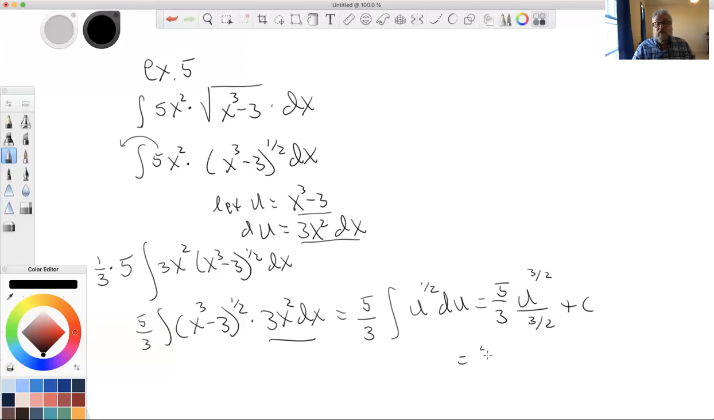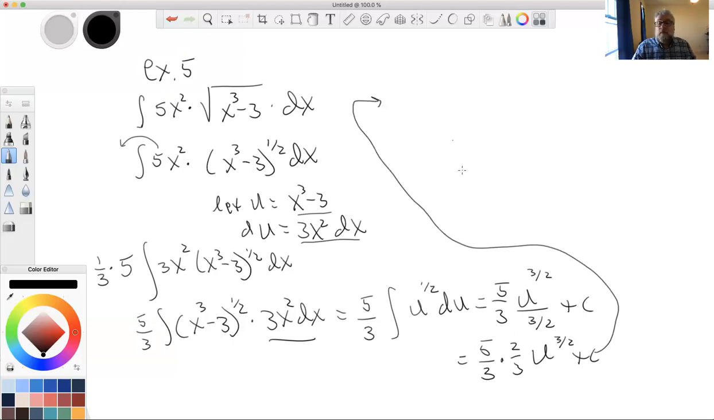So I'll rewrite this as 5/3 times, I flip that over, 2/3. So 5 times 2 is 10, over 3 times 3 is 9. u is this, x cubed minus 3, to the 3/2, plus C. There we go.